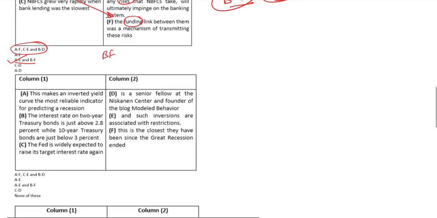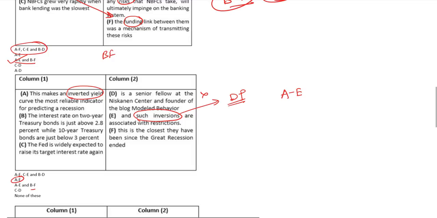If you move ahead with the third question, let's talk about it. This makes an inverted yield curve the most reliable indicator for predicting a recession. Okay, so they're talking about inverted yield curve out here. Now if I move ahead, a senior fellow cannot be connected with A, and such inversion. If you look at inverted yield curve, such inversion is nothing but a demonstrative pronoun. So it is talking about A. So you have a pair which is A goes with E. Do you have that? Okay, you have that A goes with E. It has an individual thing. But as I said, you need to cross verify, it has BF also.